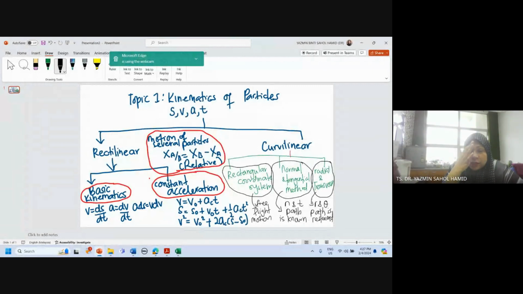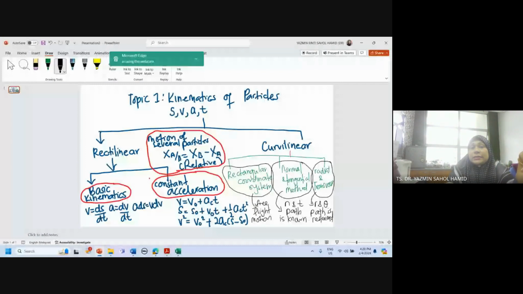So what you need to do is when you get an exam question, you look at it. Okay, now I have this question. I know that this is not moving in a straight line. It is moving in a curved line. But which method do I want to use? Because each of these three different methods has a different solution in how to solve it. So you need to understand all three methods. Because again, this is topic chapter one. You are not sure which question will come out in the exam.